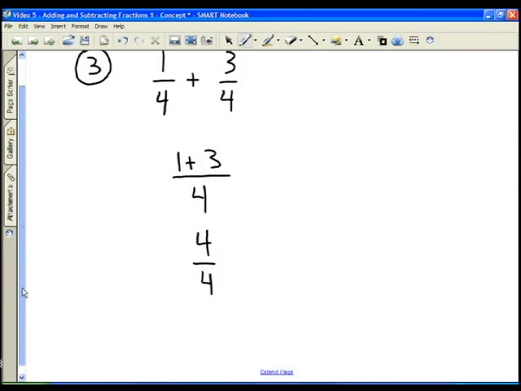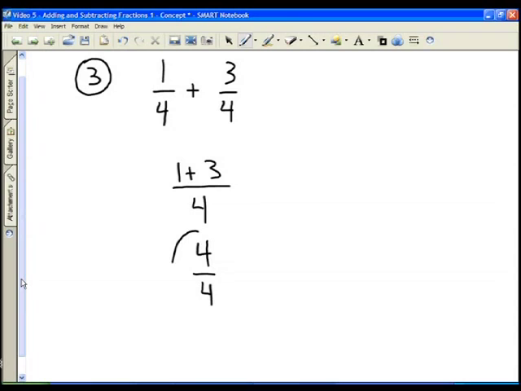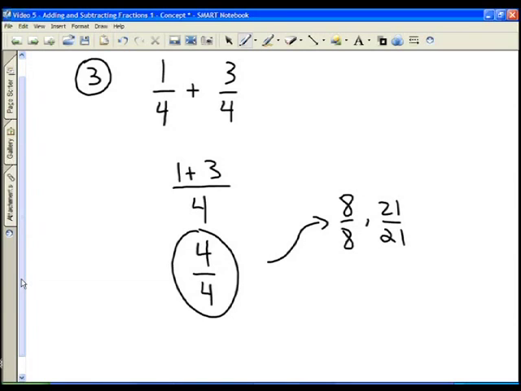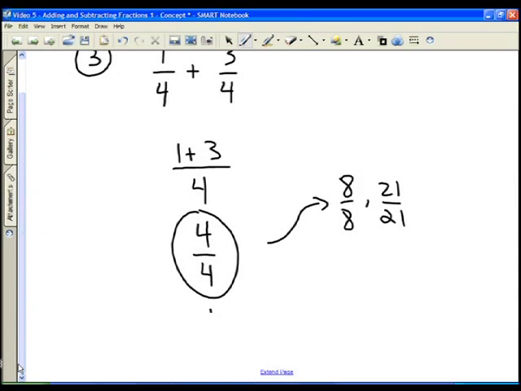And I wanted to do this example to show you that we can reduce 4/4 as well. We can reduce 4/4 because 4/4, 8/8, 21/21, whenever the numerator and denominator of a fraction are the same, then that reduces to a whole number. So 4/4 is 1 whole.